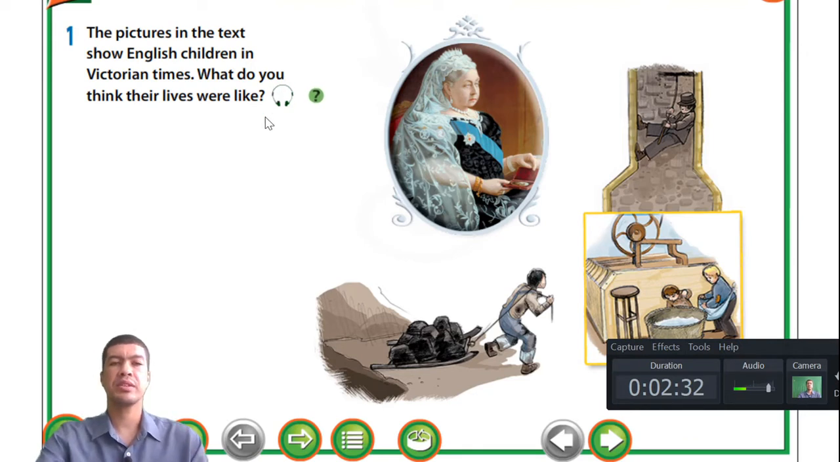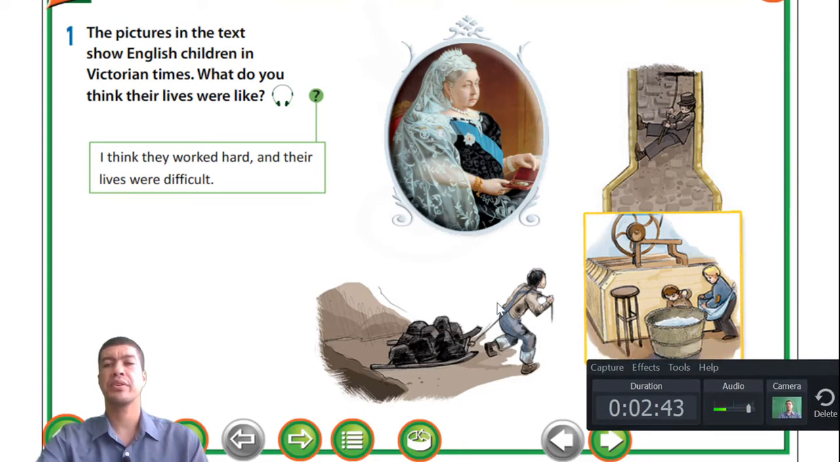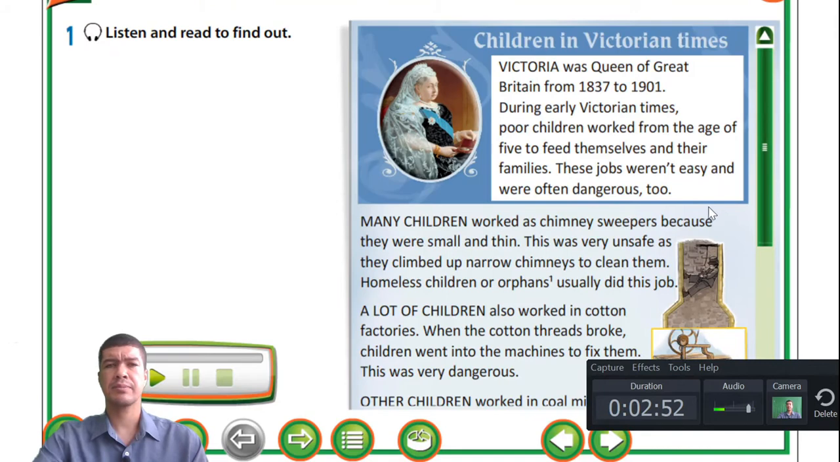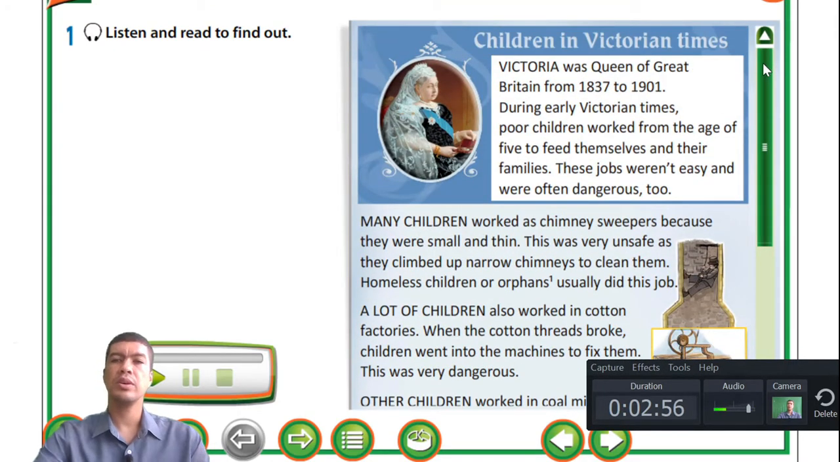So what do you think their lives were like? I think they work hard and their lives were difficult. In the picture, we see that they do very hard work, and it seems as if they are not enjoying it. If we go on to our next slide, I'm going to play the audio and then we can all follow. Afterwards, we can talk about the Victorian times. So first, let's listen.